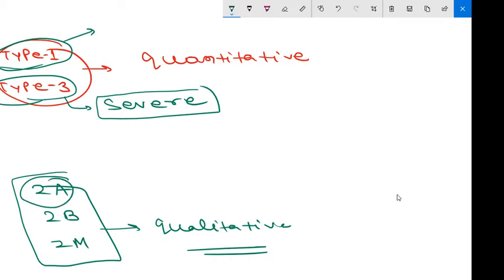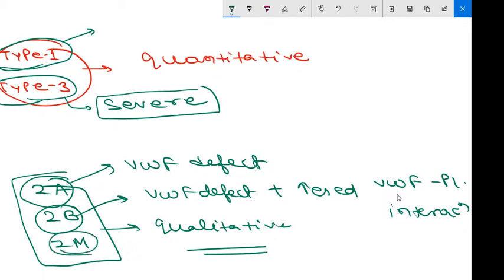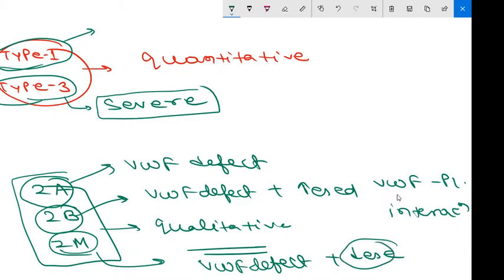Now type 2A is a qualitative von Willebrand factor defect. Type 2B is a qualitative von Willebrand factor defect plus increased von Willebrand factor platelet interaction. In type 2M there is also a qualitative von Willebrand factor defect, plus decreased von Willebrand factor platelet interaction. Here the decreased interaction is seen in 2M.